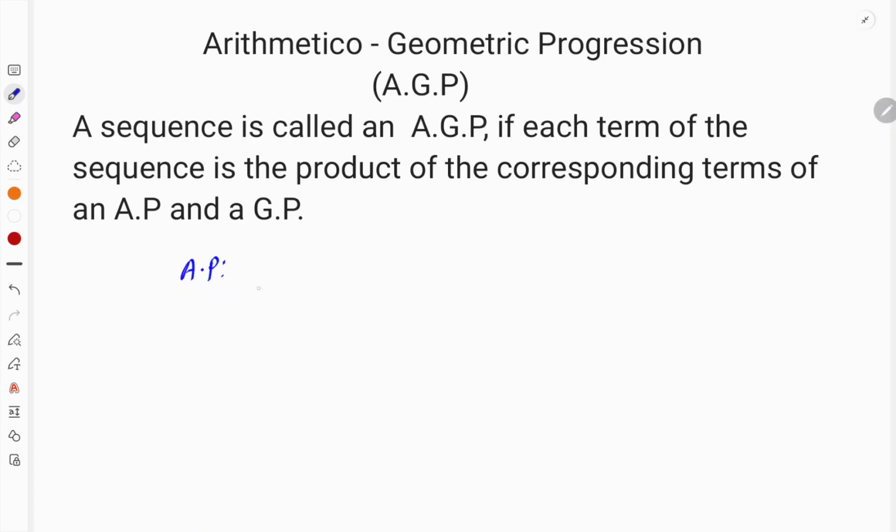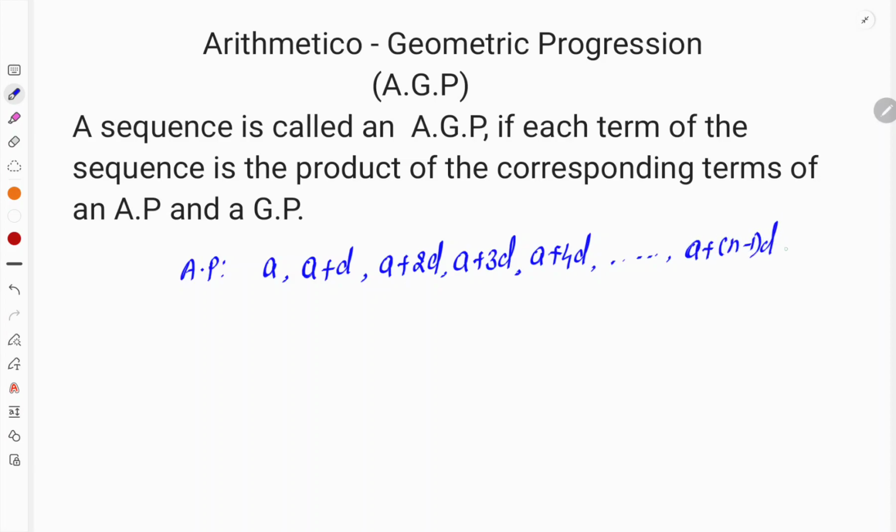If you are taking AP, then you know the general term of AP is: first term A, and if the common difference is D, then the second term will be A plus D, the third term is A plus 2D, the fourth term is A plus 3D, A plus 4D, and so on. The nth term will be A plus (N minus 1) into D. Up to N terms I am writing.